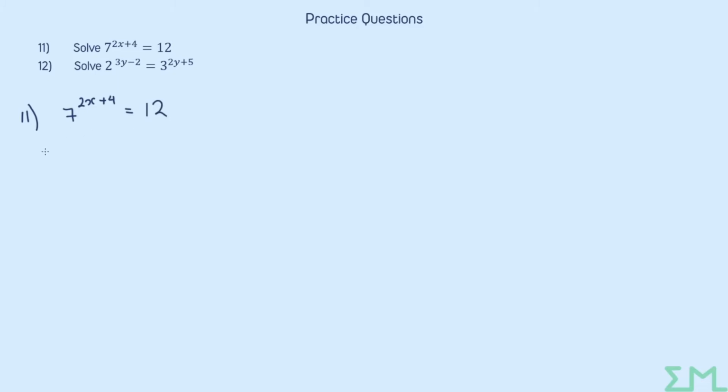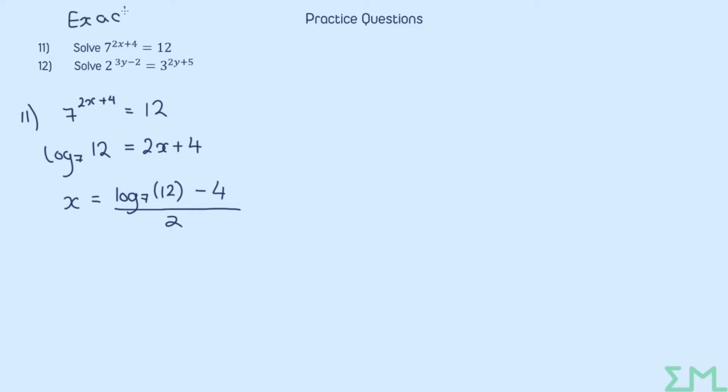So this would be, if we rewrote this, log base 7 of 12 equals 2x plus 4. And then this just requires undoing the plus 4 and the timesing by 2 with the x. So that would be log base 7 of 12, and I'm going to use brackets here just to make it clear that my minus 4 is not part of the log, divided by 2.